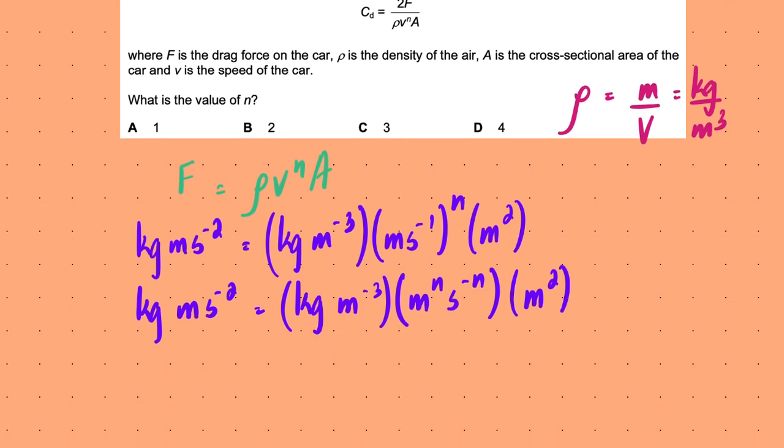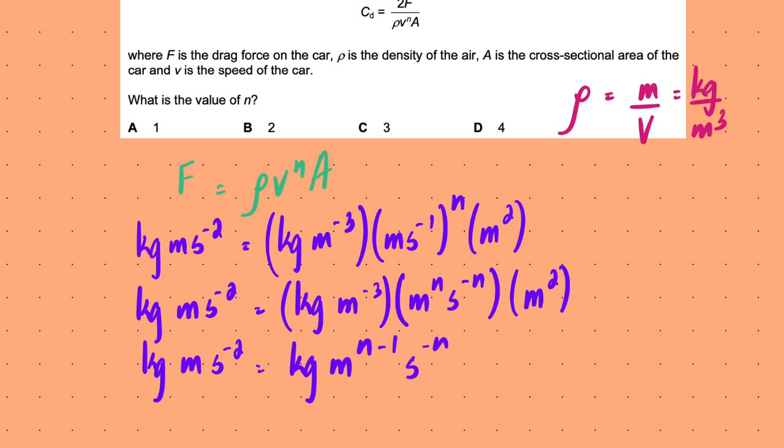Now I'll scroll down. So on the left hand side, again, nothing happens. It's pretty much the same thing. On the right hand side, there's only 1 kg, so that remains as it is. If you look at the meters, all of these are being multiplied, so all of their powers would be added. So minus 3 plus n plus 2. So there is this n, and minus 3 plus 2 means this is minus 1, and s is raised to the power negative n.